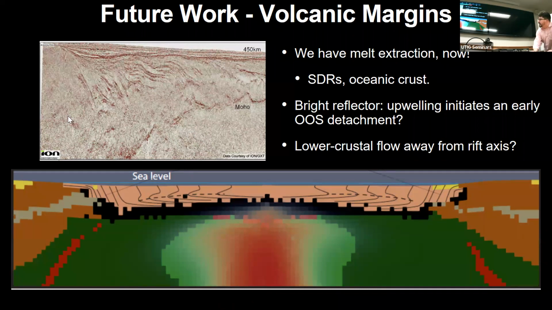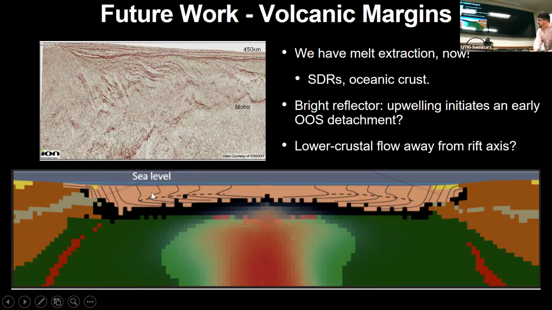So here is the real seismic profile from the Pelotas volcanic margin in Brazil. Here are your SDRs, these bright reflectors up here. Here's the very bright Moho. And then in between, you have this really complex area of lower crust that's very difficult to interpret. And you have your continental material over here.